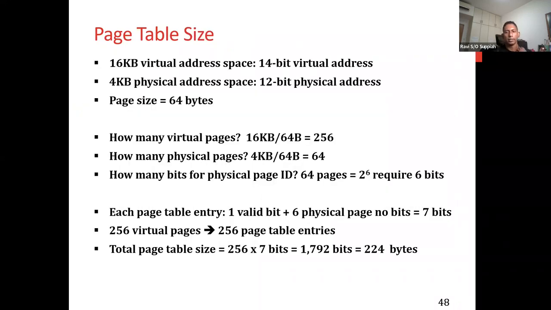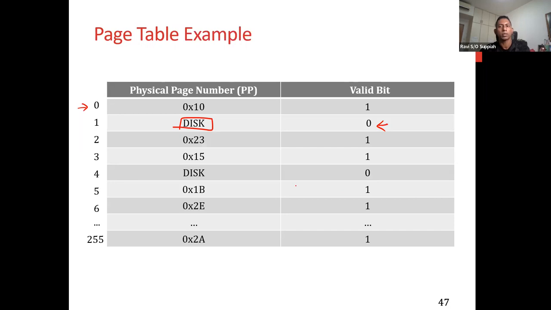So let's look at this page table. How big is this page table? We know, from what we calculated just now, that 16 kilobytes is the virtual address space, 4 kilobytes is the physical address space, and the page size is 64 bytes. We already saw that we need 6 bits for the page offset, and for the physical pages also 6 bits, because 64 is 2 to the power of 6. So what does the page table contain? It contains two pieces of information: the physical page number and the valid bit.